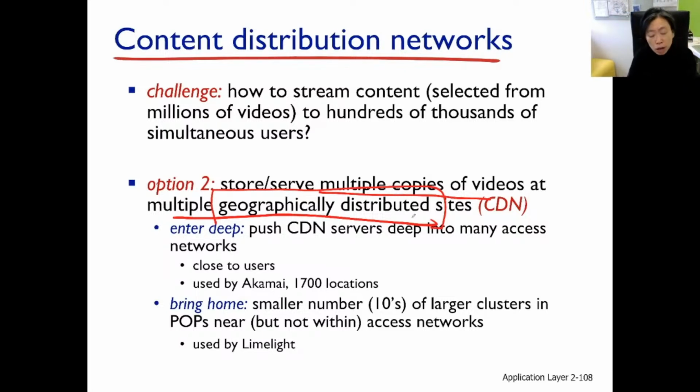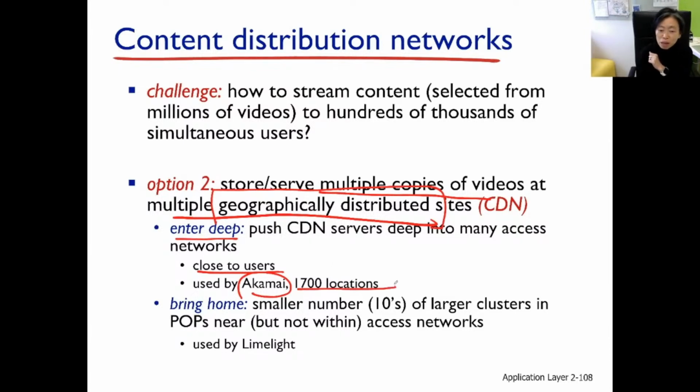Now, let's talk about the two models the CDNs use to architect their physical infrastructure. The first one is called enter deep. This is actually saying that the infrastructure, the machines themselves for storing these videos, are deep, closer to the end customers, deep into the local ISPs, so that they are close to the end customers. Akamai, one of the oldest companies, is implementing exactly this architecture.